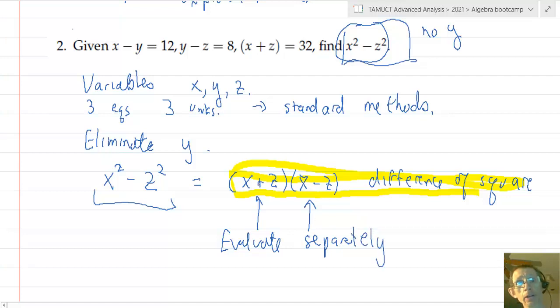One of these two expressions, x plus z, you can find directly from the information. Another term, x minus z, you can find by combining information from here. If you look at the first two equations here, you can combine them to easily get x minus z. All right, so that's my hint for problem 2. Let's move on to problem 3.